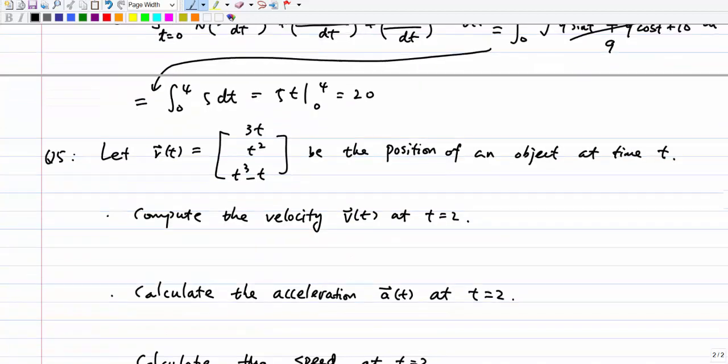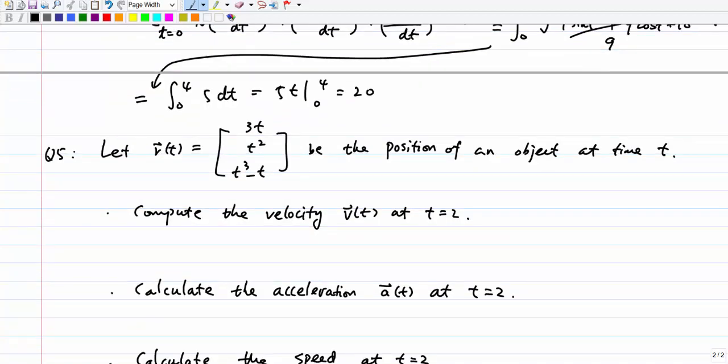Okay, so the fifth question is about computing the velocity, acceleration, and speed of an object given the position of the object at different times t. Here r of t is given by 3t, t squared, t cubed minus t, and represents the position of a moving object at different times t. The first question is to compute the velocity v of t at t equals 2. So the first step is to compute v of t, which is just the derivative of r of t.